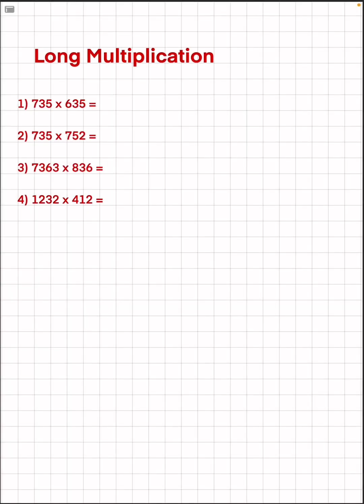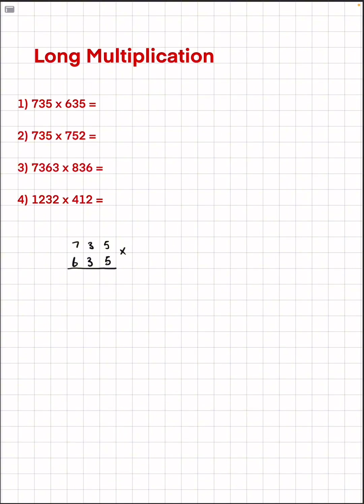In this clip, we're going to be looking at how to multiply with 3-digit numbers. Here are some calculations. We have 735 multiplied by 635. We always start from the right hand side. We're going to multiply this number by each number on the top.